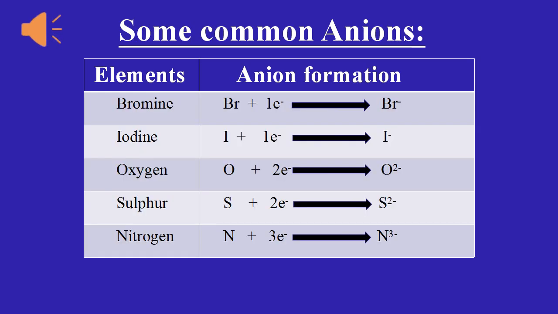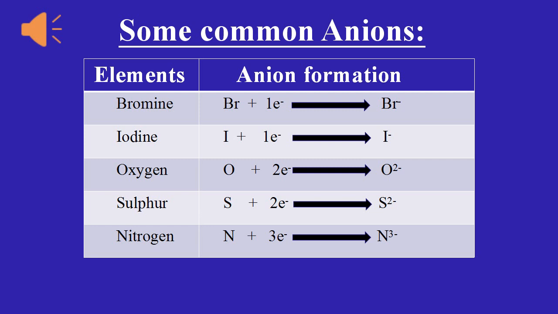Dear students, let us discuss some more examples of anions and their formation. A bromine atom gains one electron and forms an anion having -1 charge. An iodine atom gains one electron and forms an anion having -1 charge.